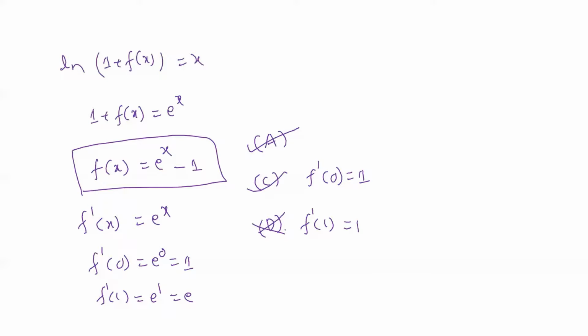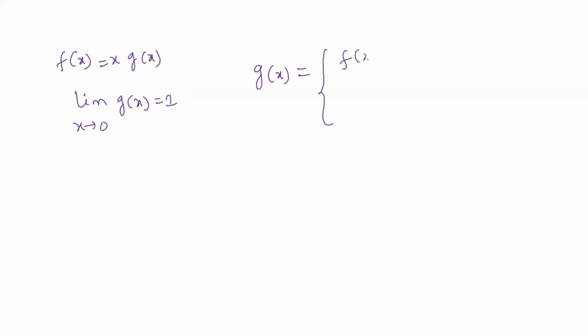Now, the second part is actually talking about g of x. So let's see the calculations for g of x. We are going to use the given relation again: f of x is given as x into g of x. And the second relation they have given is the limit as x tends to 0 of g of x equal to 1. Now let's interpret using g of x. We can write g of x as f of x upon x, but this is valid only when x is not equal to 0. When x equals 0, we cannot write this.